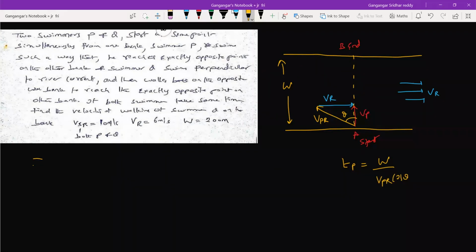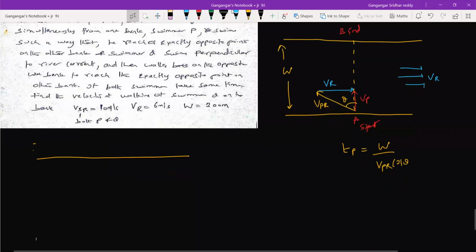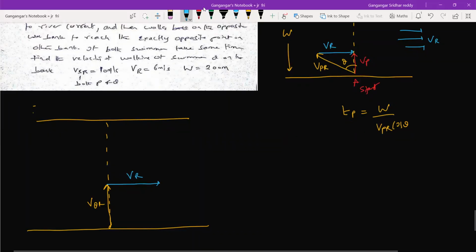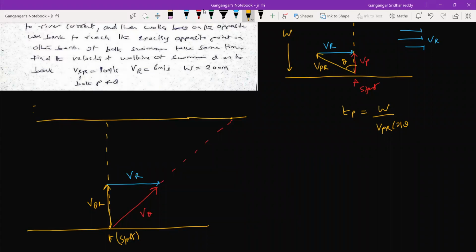Let's come to the other swimmer. He will swim normal to the river current. The river current will push him so that he will have a drift and he will reach the other bank here. This is the start point. But what happened? He should end somewhere here, but he has reached here. So what do you do? You'll walk.